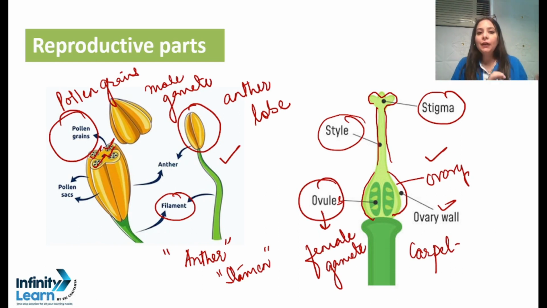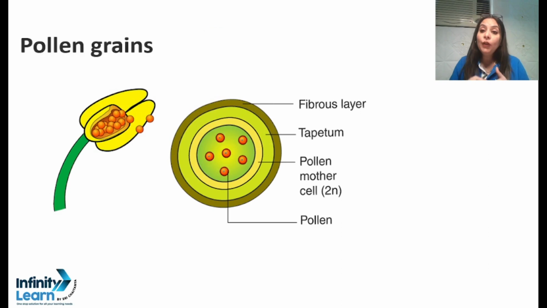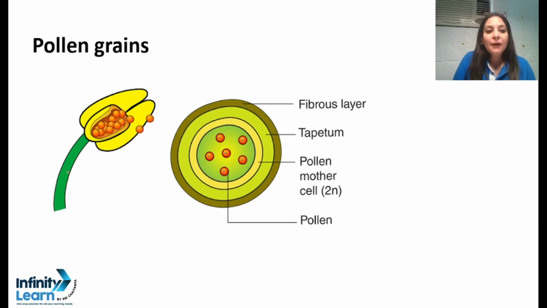Got it? So if we talk about stamen, anther is like filament, anther lobe containing male gametes, that is pollen grains. And talking about the female part, ovary, then you have style, over it stigma, और ओवरी के अंदर क्या है, ओव्यूल्स, that is a female gamete. अब देखते हैं कि पोलन ग्रेन और ओव्यूल के अंदर क्या है. ठीक है, तो आपने पढ़ा ये फिलामेंट है, ये एंथर लोब है और ये पोलन्स है.